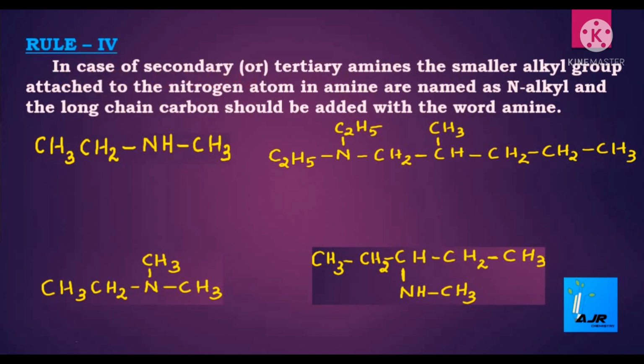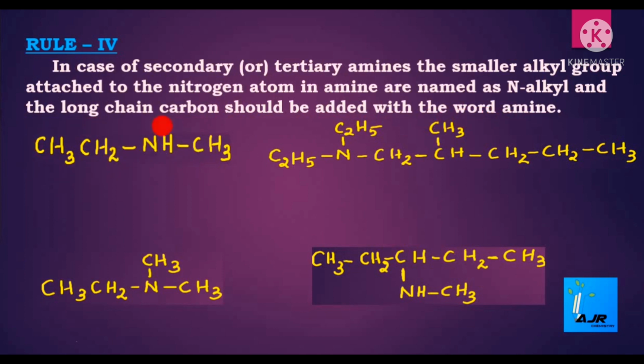In case of secondary or tertiary amines, the smaller alkyl groups attached to the nitrogen atom in the amine are named as N-alkyl. So if it is a secondary or a tertiary amine, we should fix the smallest alkyl group and the largest alkyl group. The smallest alkyl group attached to the nitrogen should be written as N-alkyl, and then the longest chain carbon should be added with the word amine. Then we should fix the largest one.